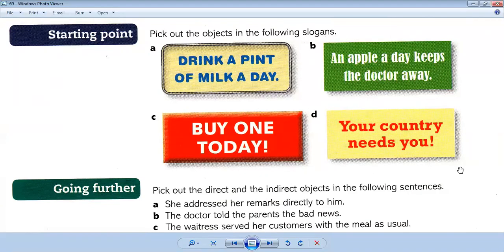Usually, how are we going to do it? We are going to divide the sentence and define each element. She is the subject. Addressed is the main verb. After the main verb, we add what? The question word, what? Correct. So she addressed what? Her remarks. Great. After the direct object, ask with to whom? To him. So her remarks is the direct object, to him is the indirect object.